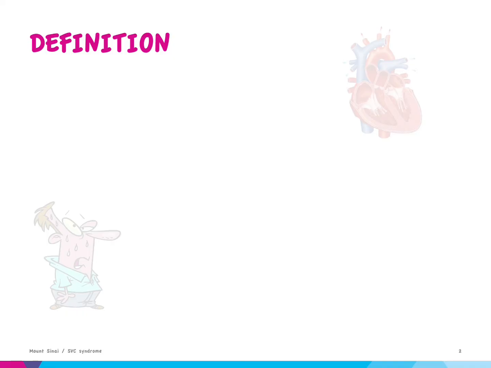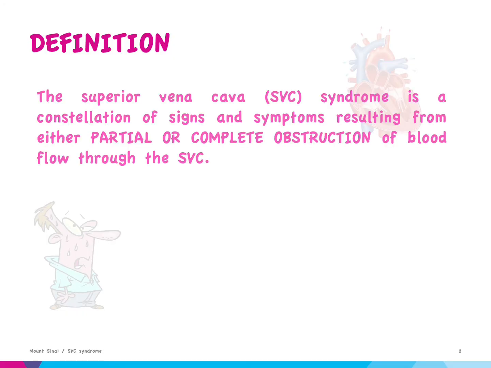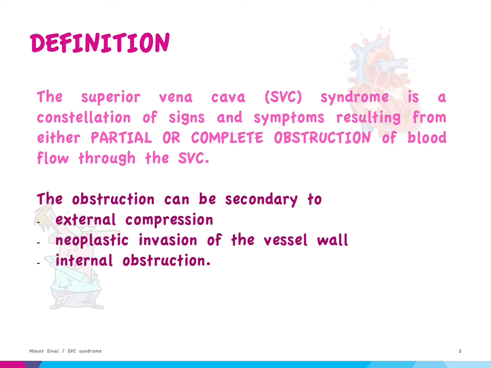Let's get started. What is the Superior Vena Cava Syndrome? It's a constellation of signs and symptoms that is caused by a partial or complete obstruction of blood flow through the superior vena cava. What can be obstructing the superior vena cava? So the obstruction can be due to external compression, internal obstruction, or neoplastic invasion of the vessel wall.